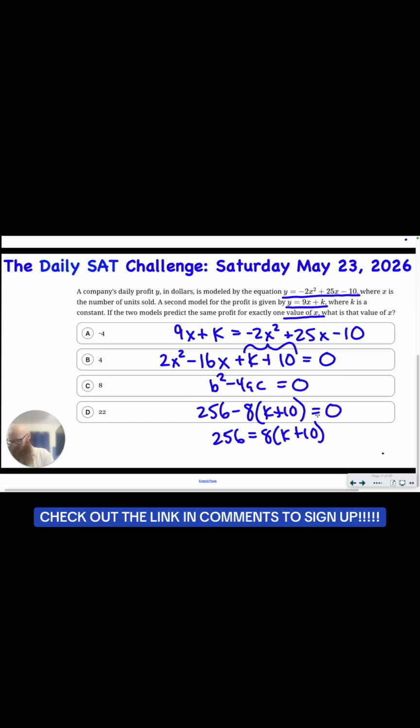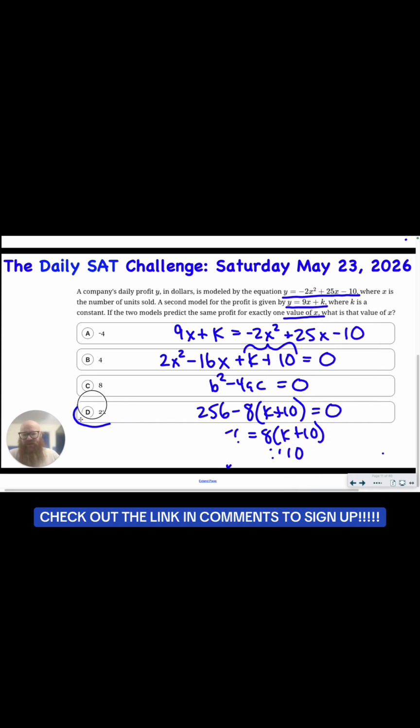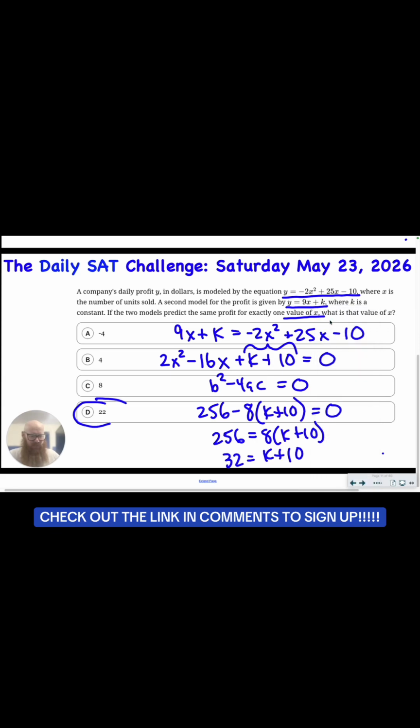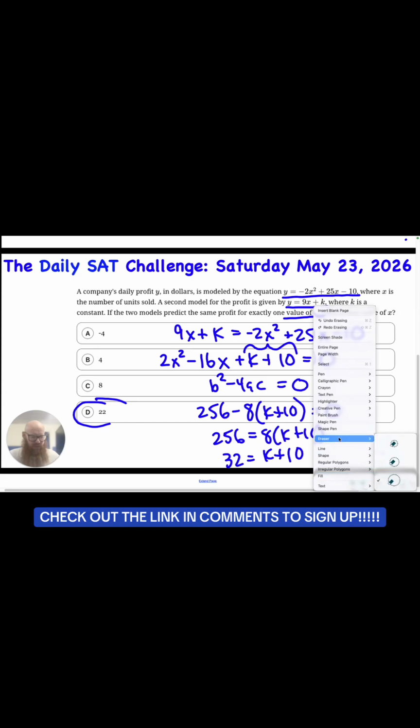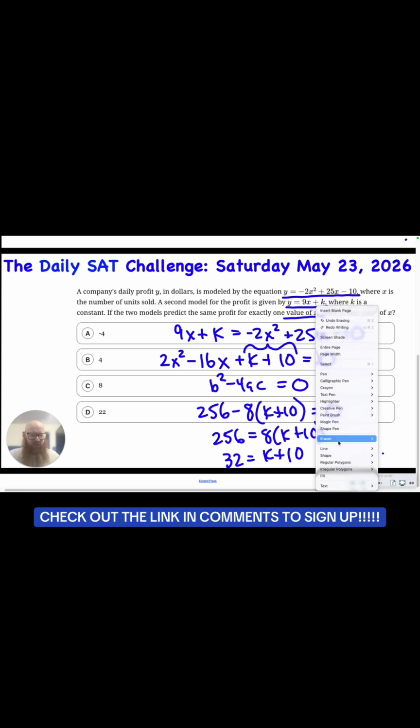256 divided by 8, I probably should know that, but I'm just going to do it. So 32 equals k plus 10. Now I'm going to stop because k clearly has to be 22. And I just made the mistake. I'm glad I said that. Bear with me here. I made the mistake that I just told everybody else not to make. That is the value of k. So k is 22.